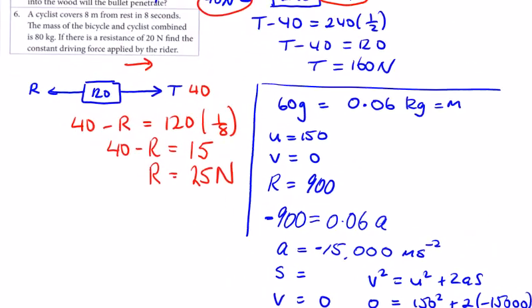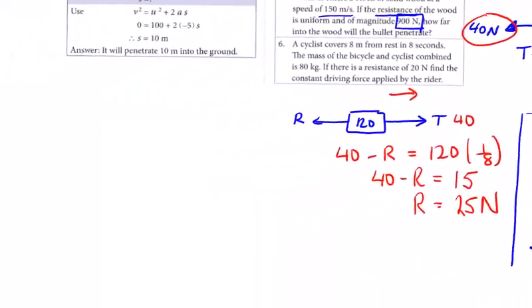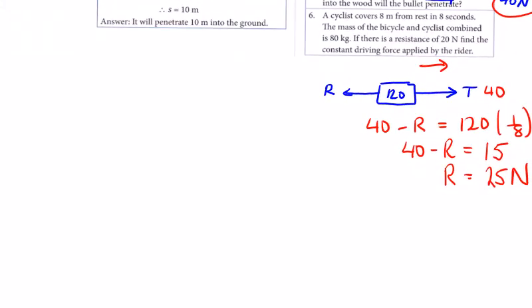Then we'll go on. I think there's one more question here. Question 6. A cyclist covers 8 meters from rest in 8 seconds. S is equal to 8. U is equal to 0. And T is equal to 8. The mass of the bicycle combined with the cyclist is 80. Mass is equal to 80. And resistance is 20 newtons. Find the constant driving force.